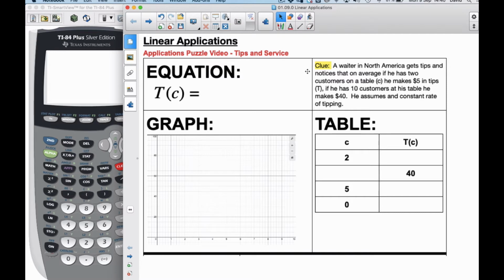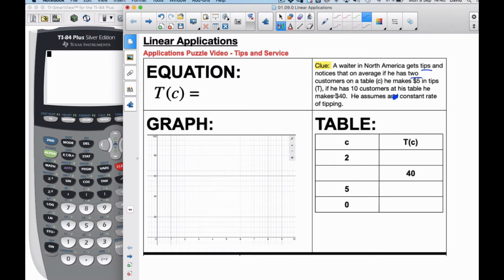Okay, so here's our clue. Take a moment, read this. We'll read it together. It says, a waiter in North America gets tips, and notice on average, and in North America, there's lots of tips given. On average, if he has 2 customers on a table, so C for customers, he gets $5 in tips, T. If he has 10 customers at his table, he makes $40 in tips. He assumes a constant rate of tipping.